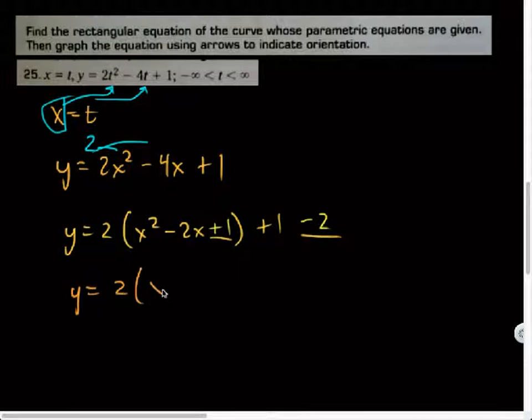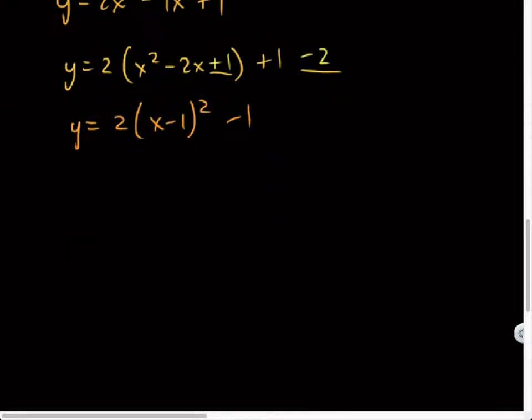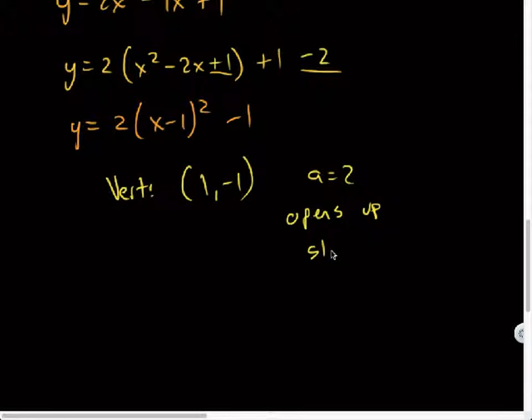Y equals 2 parentheses x minus 1 all squared, minus 1. So what I've got is the vertex is at the point 1, -1. The value of A is +2. It opens up. Because of that, it's a stretch. You might remember that.